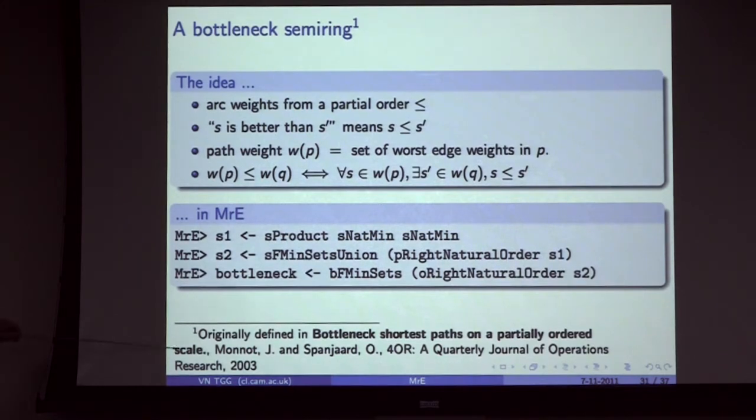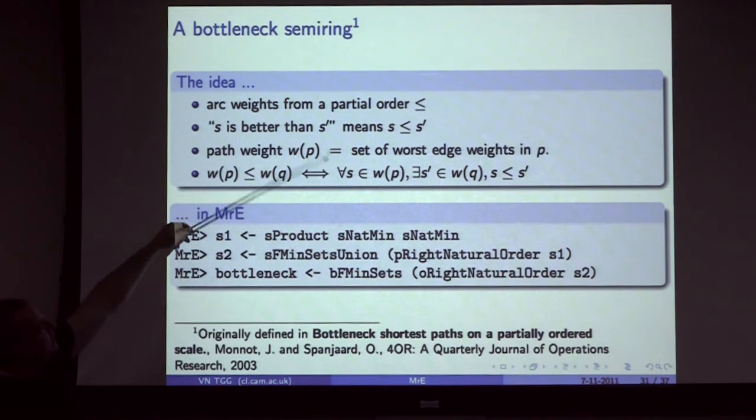Anyway, here's a semi-ring that I want to talk about. It's defined in 2003 in the Quarterly Journal of Operations Research. It's called bottleneck shortest paths on partially ordered scales. Here's the basic idea: arc weights, the things on the arcs, come from a partial order.